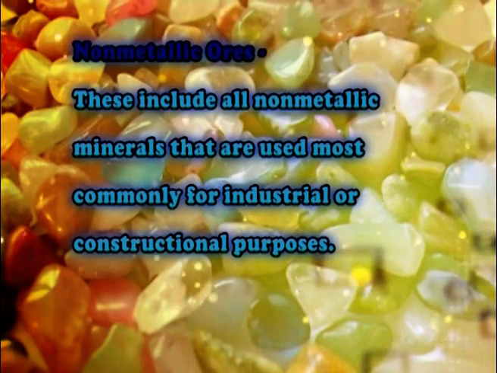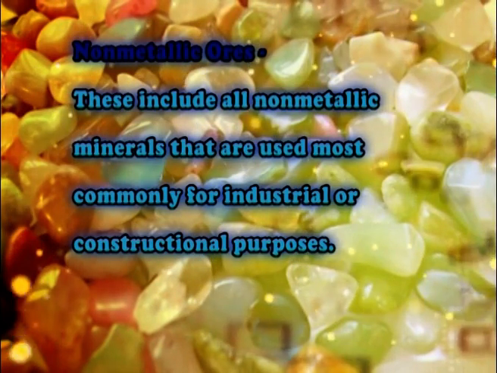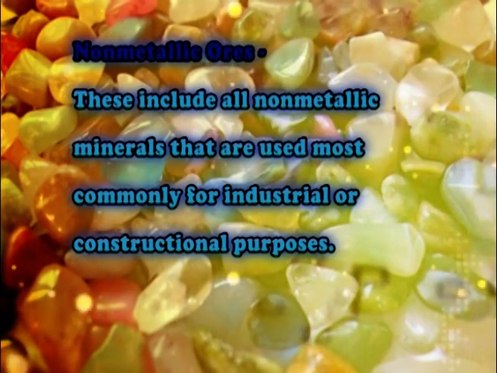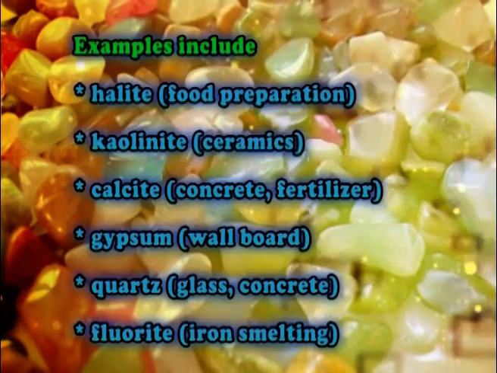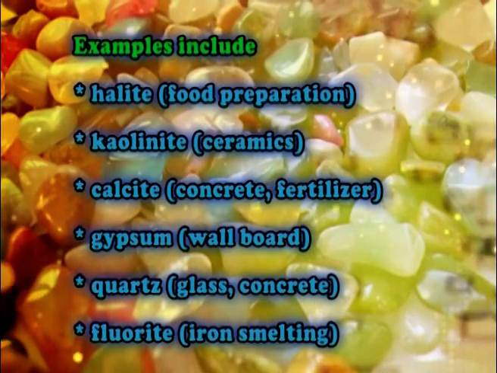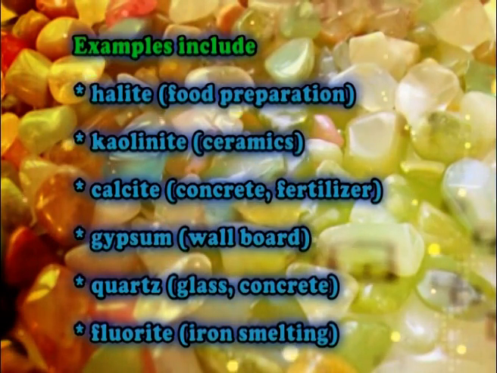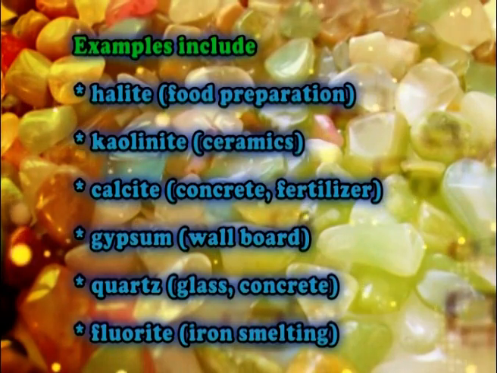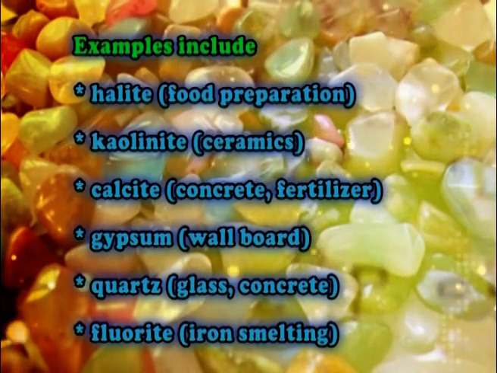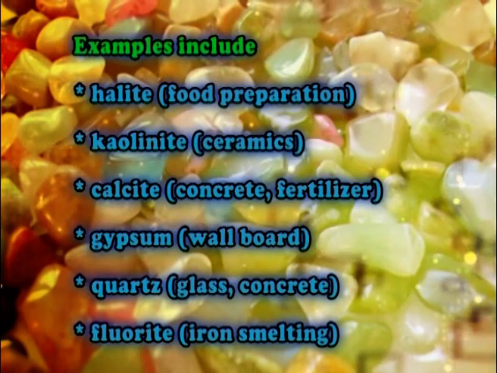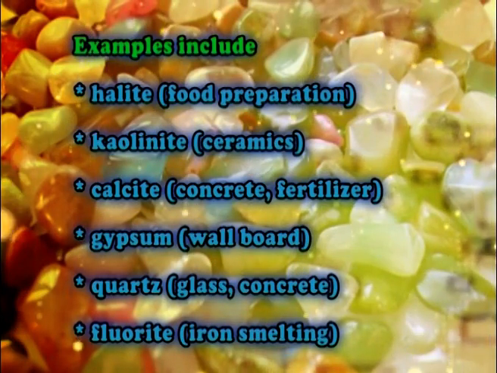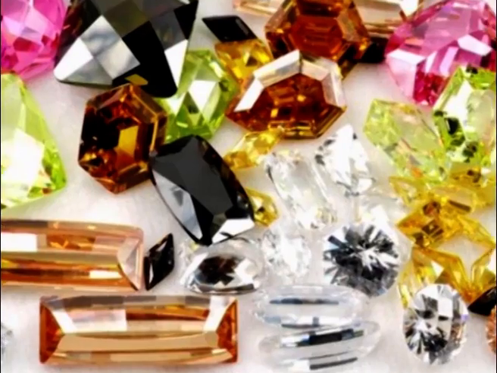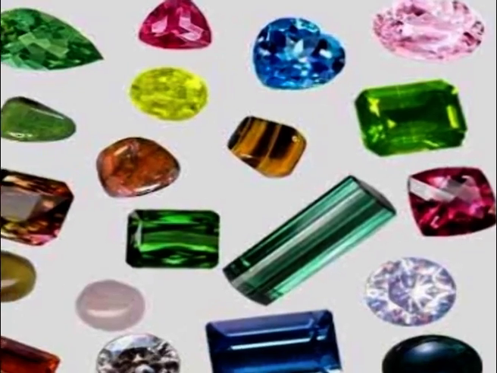Non-metallic ores include all non-metallic minerals that are used most commonly for industrial or constructional purposes. Examples include halite in food preparation, kaolinite in ceramics, calcite in concrete and fertilizer, gypsum in wallboard, quartz in glass and concrete, and fluorite in iron smelting. Gemstones are precious or semi-precious stones that are cut and polished for ornamental purposes. They are characterized by high hardness, unusual color, brilliant luster and rare occurrence.